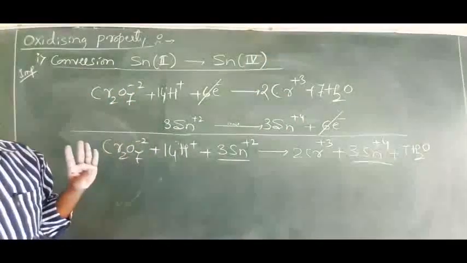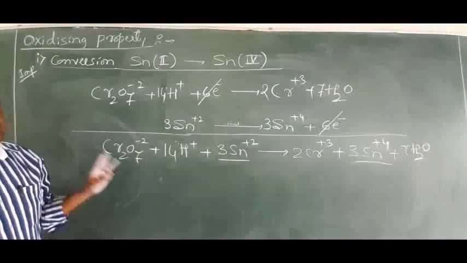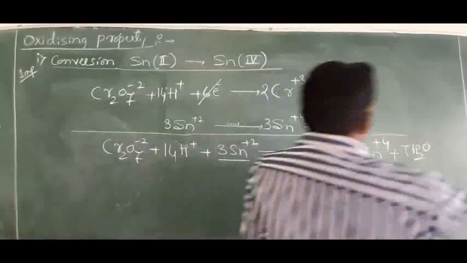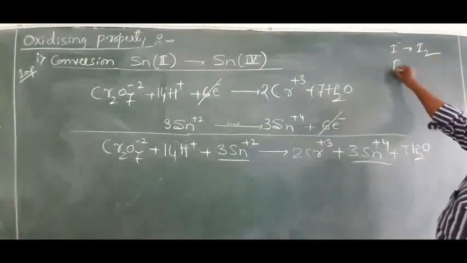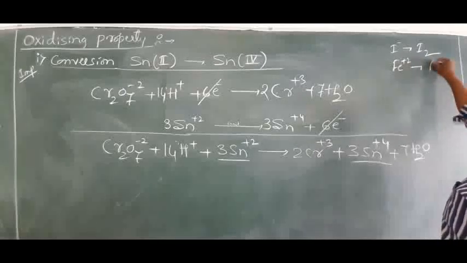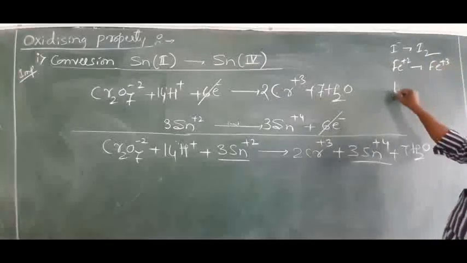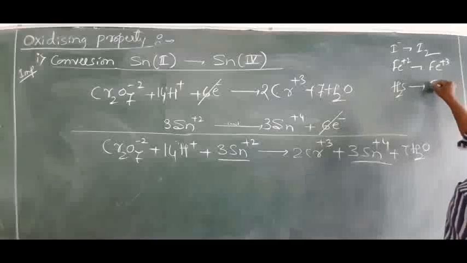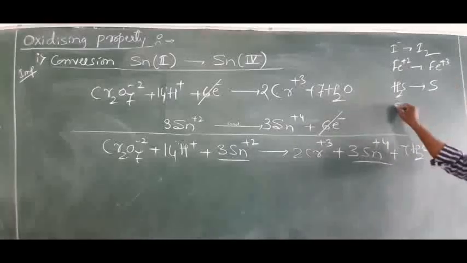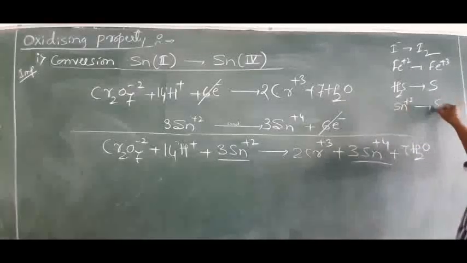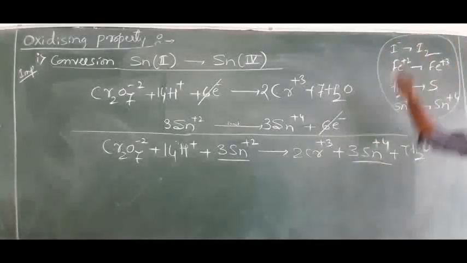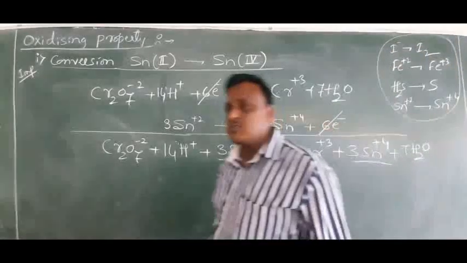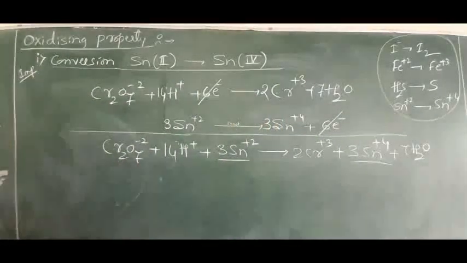There are 4 oxidizing reactions in this syllabus. First we start one by one. I- is converted into I2, Fe2+ is converted into Fe3+, hydrogen sulfide is converted into sulfur, Sn2+ is converted into Sn4+. Among these 4, you can be asked any one question in your annual examination for 2 marks.